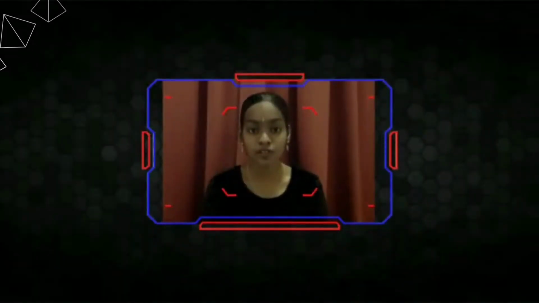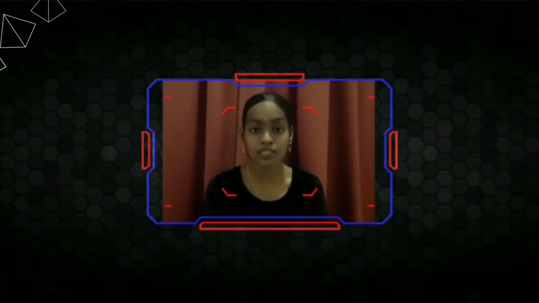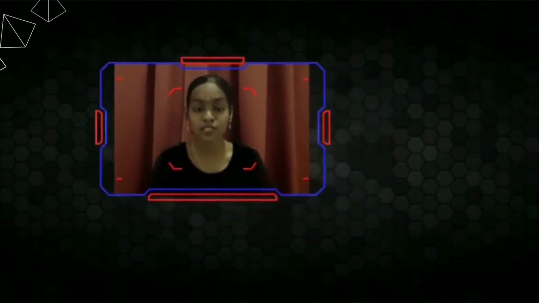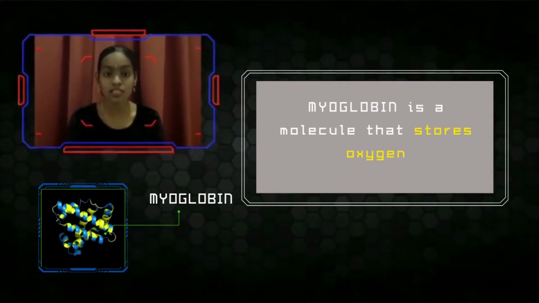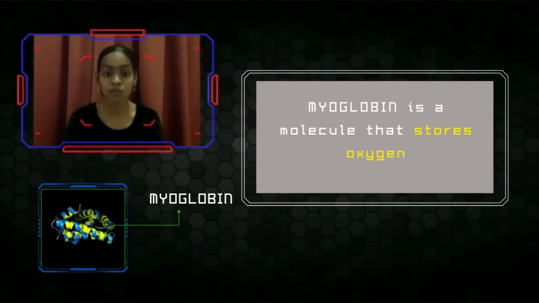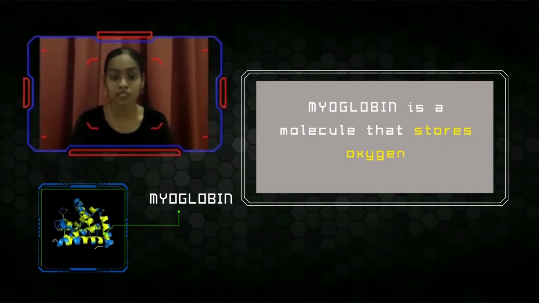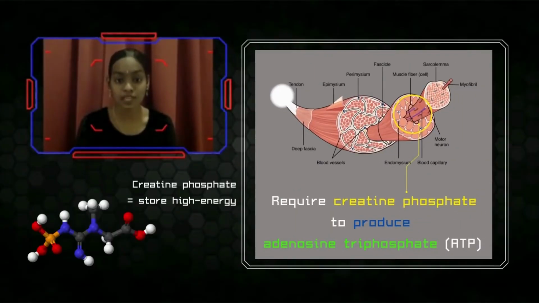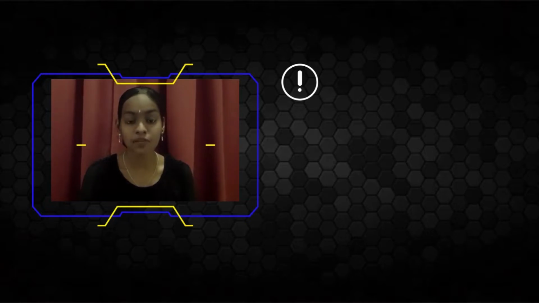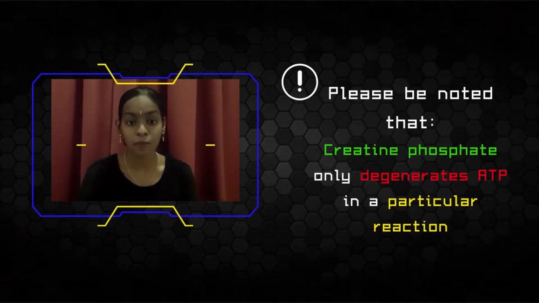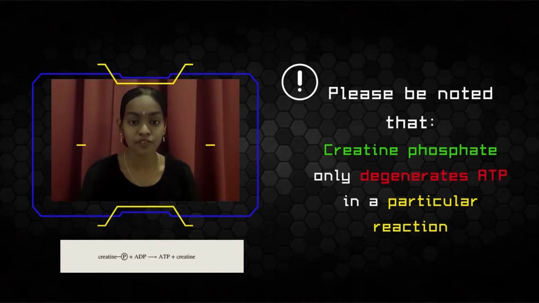As we all know, ATP produces energy for our daily activities, including muscle contraction. Although muscle cells contain myoglobin, a molecule that stores oxygen, cellular respiration does not immediately supply all the ATP that is needed. In the meantime, muscle fibers rely on creatine phosphate, a storage form of high-energy phosphate. Creatine phosphate cannot directly participate in muscle contraction, but it can degenerate in the following reaction.